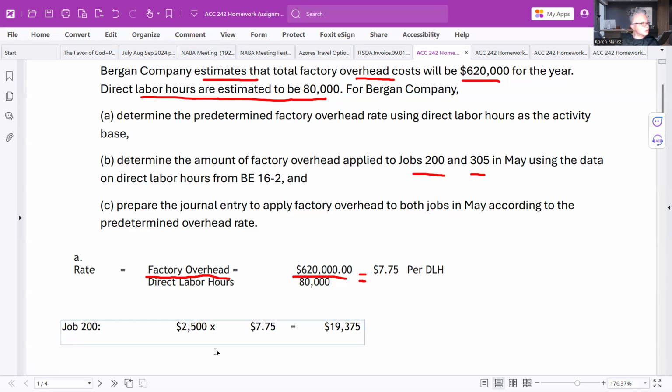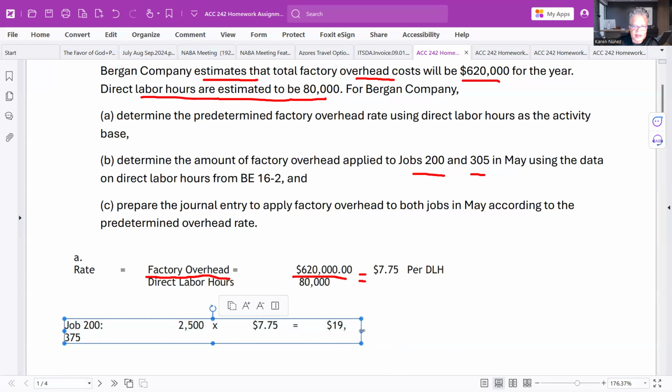We have 2,500 hours, and each hour is going to be assigned $7.75 of overhead. So we've got $19,375 worth of overhead. The way we get the rate is always going to be the estimated overhead over the estimated hours, so $7.75 per hour.